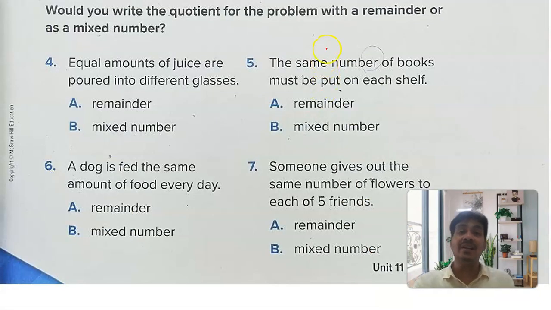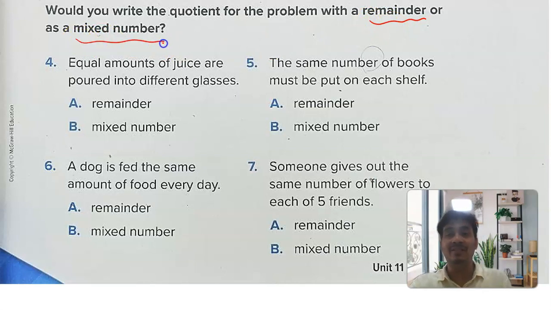The same questions are here also, very much similar questions. Which one will you write in the remainder format and which one will you write as a mixed number? Remainder we will write for something which we can count easily. And mixed number we will write for those which we can measure easily. Measure means it can be kgs, liters, meters, centimeters, like that. Is that okay?